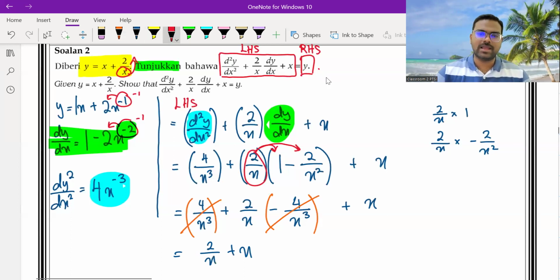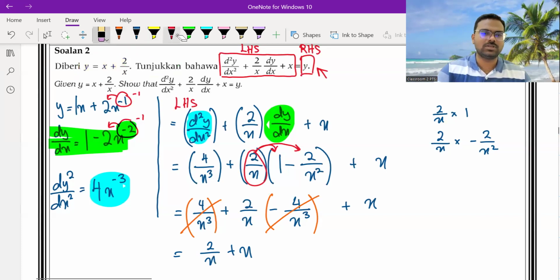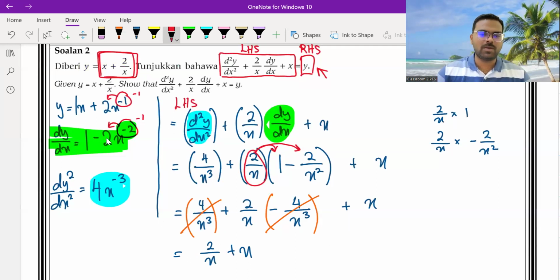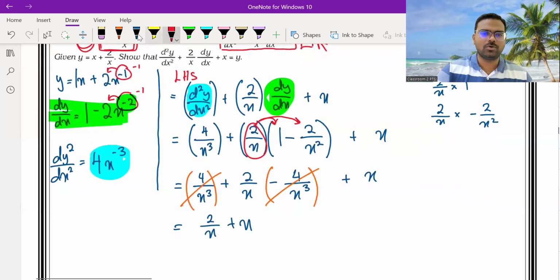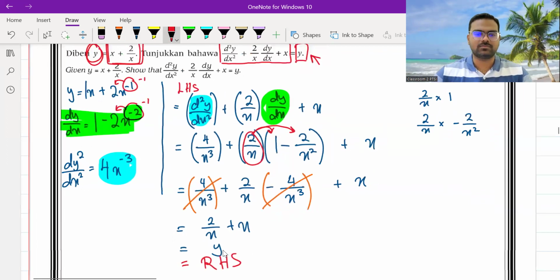Di sebelah kanan dia kata sama dengan y. And what is your y? Bingo, memang ini adalah jawapan untuk y. 2 over x plus x is your y. It's here. You see here? So ini memang bersamaan dengan apa? Y. So I'm going to continue. This whole thing is equivalent to y. Maka dia bersamaan dengan right hand side.